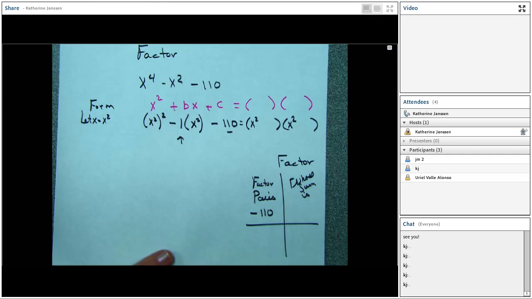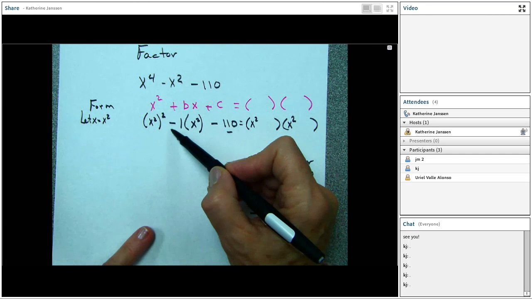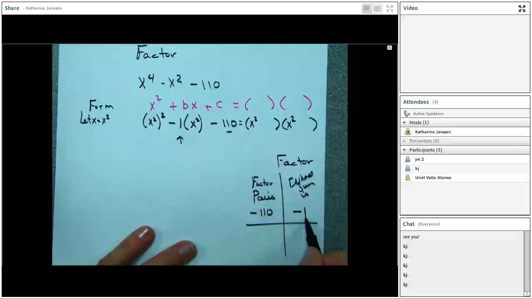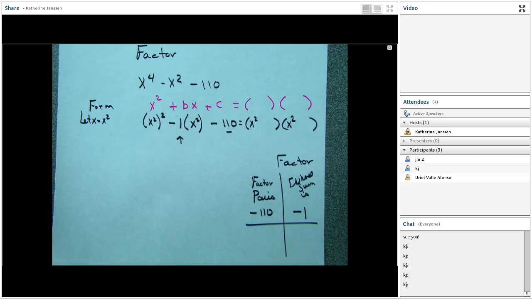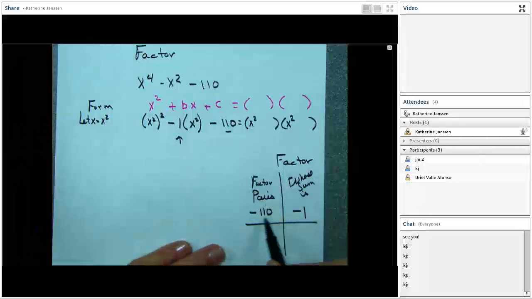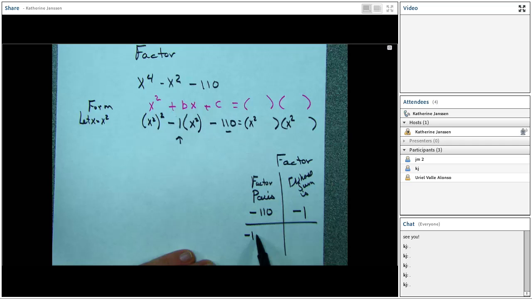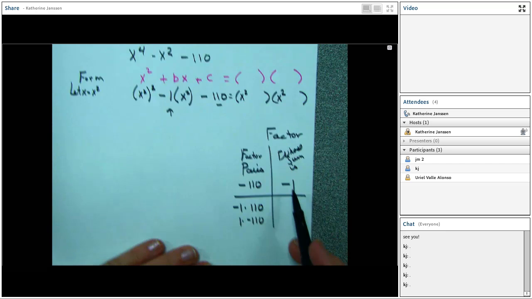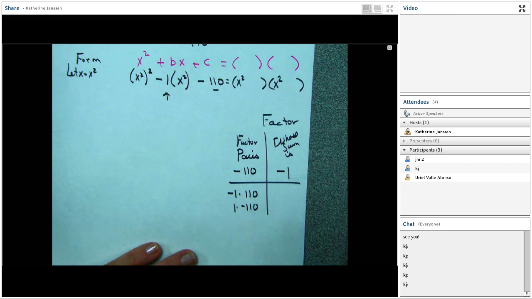Now the coefficient on the middle term is, remember, change subtraction to addition, add the opposite. It's a negative 1. The sign of the term is tied up in the operation of subtraction. So factor pairs of the negative 110. Well, that'd be a negative 1 times 110, 1 times a negative 110, but I'm quite a ways from 1 again. I'm looking at my extreme range of factors.